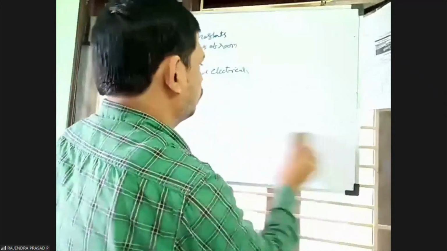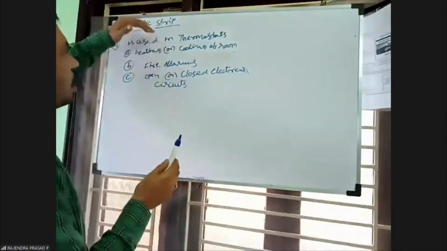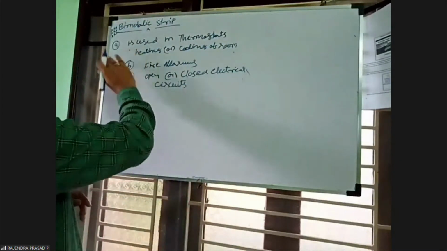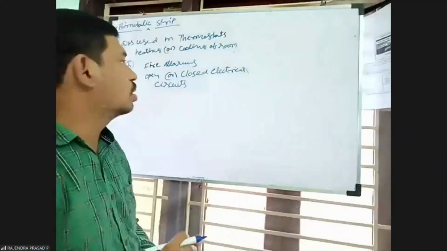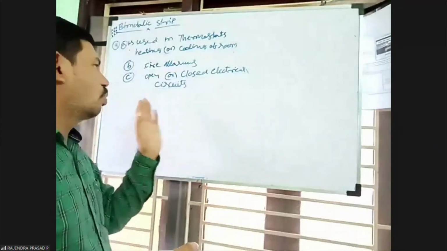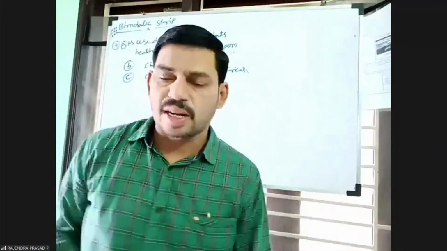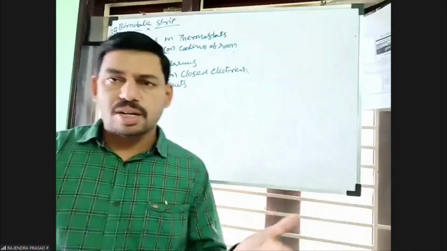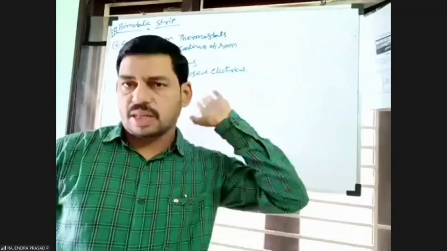Okay, these are the uses. Bimetallic strips are used in thermostats for regulating heating or cooling of rooms. Second one is fire alarms. Third one, they are used in open or closed electrical circuits. Also they are used in stabilizers, and refrigerators are based on these bimetallic strips.